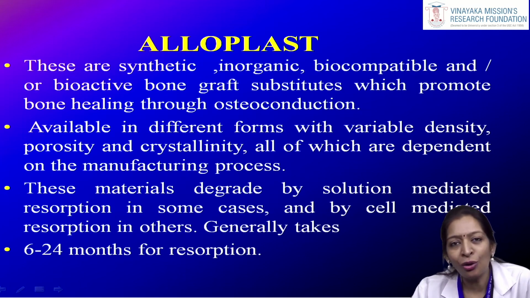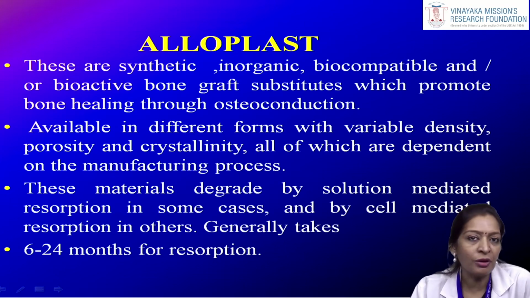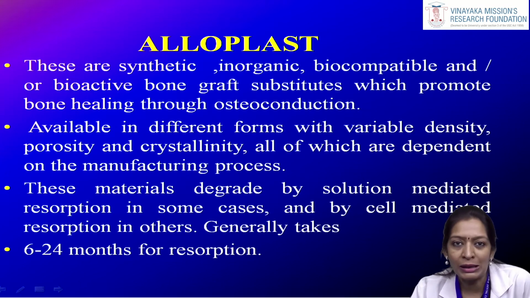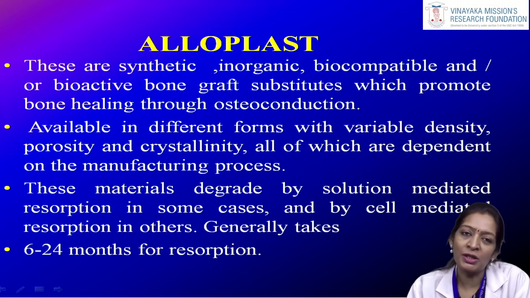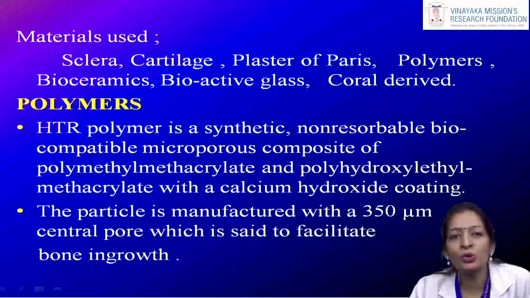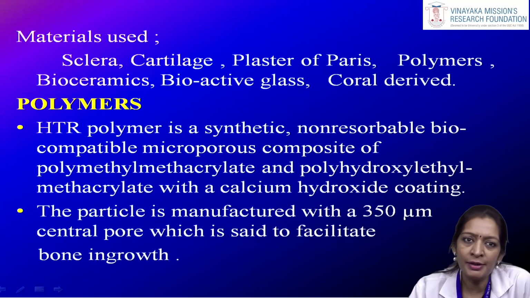This usually takes a longer time compared to the autograft, allograft and the xenograft, ranging from 6 months to 24 months. Some are resorbable, some are non-resorbable. Some materials are osteoconductive and mostly others only act as fillers, filling the space, thereby preventing the progression of the disease further. What were the materials used as alloplast? In earlier days, sclera, cartilage and plaster of Paris were used, but nowadays they are not in use.